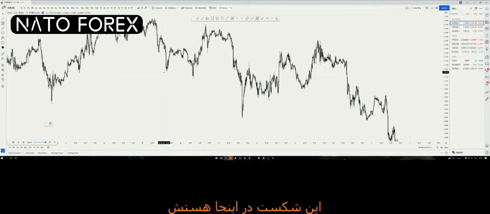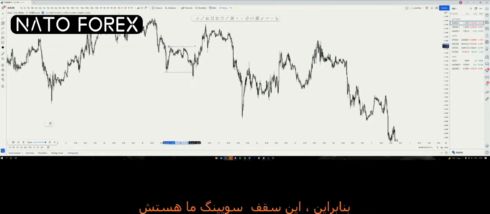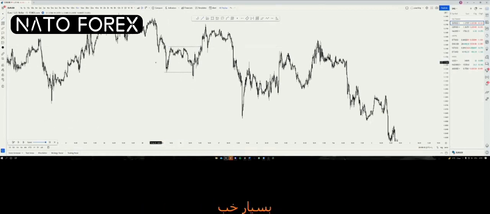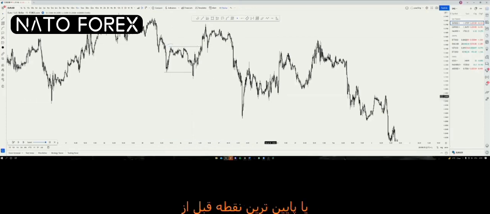So the last thing we have is this break here. So now our swing high is the highest point before this low goes. So this is our swing high. So at this point we go into a bullish phase on M15. So swing high is the highest point before the low goes, or the lowest point before the high goes.